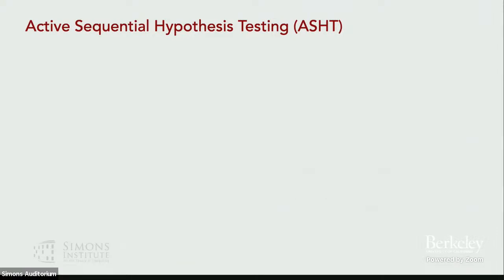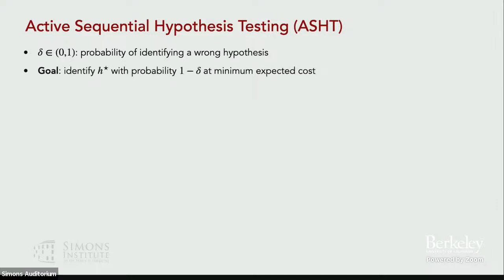To formally denote the probability of identifying the true hypothesis, I need one more parameter, delta, to denote the probability of identifying the wrong hypothesis. Formally stated, the goal of an ASHT problem is to identify the unknown true hypothesis H star with high probability at minimum expected cost. Thinking in terms of the liquid biopsy example, this is to say that no matter what cancer type this patient has, when my algorithm terminates, I want to identify the correct cancer type with high probability. So there's some fairness inside this objective: you want to be fair to the unknown hypothesis H star.